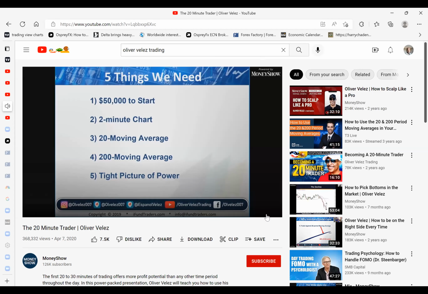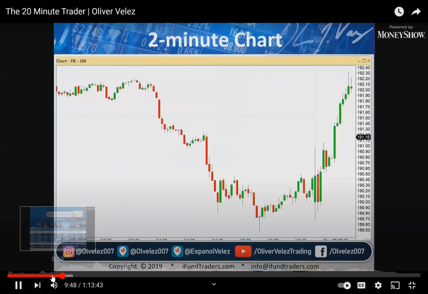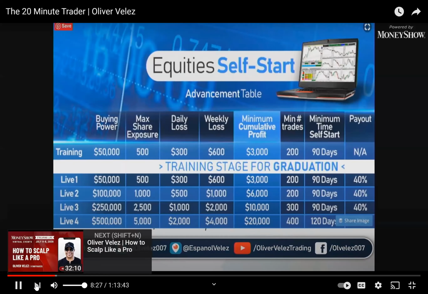Through that data. Last thing we need is what I call a tight picture of power, and I'll teach you what that is. Now, here's a 2-minute chart of 50%. Then their account goes to 250,000. Then their account goes to 500,000, and it goes on and on. My top trader has a little over $30 million trading with.